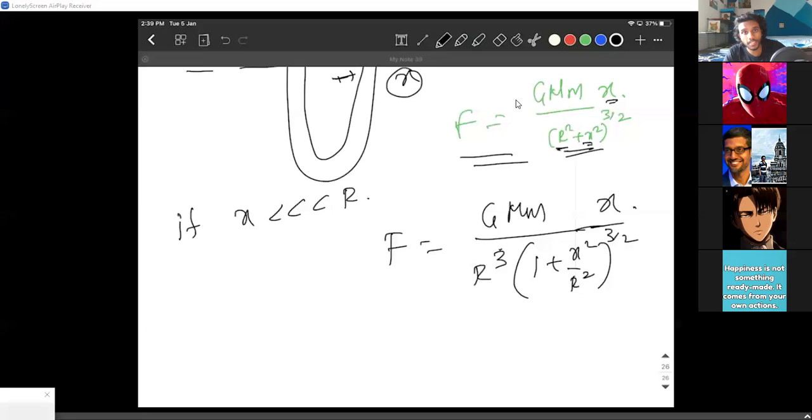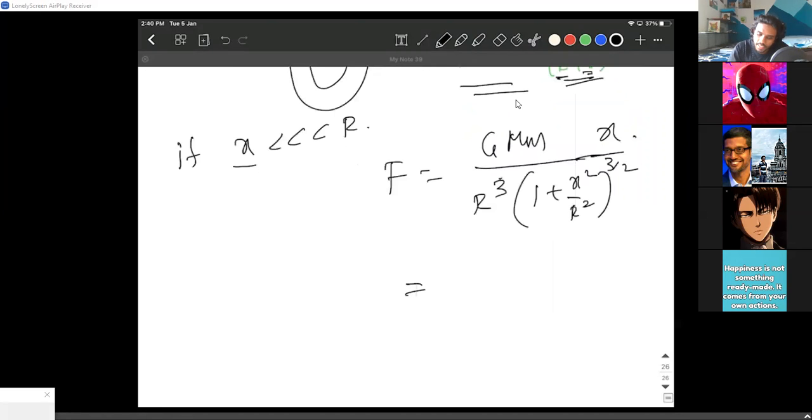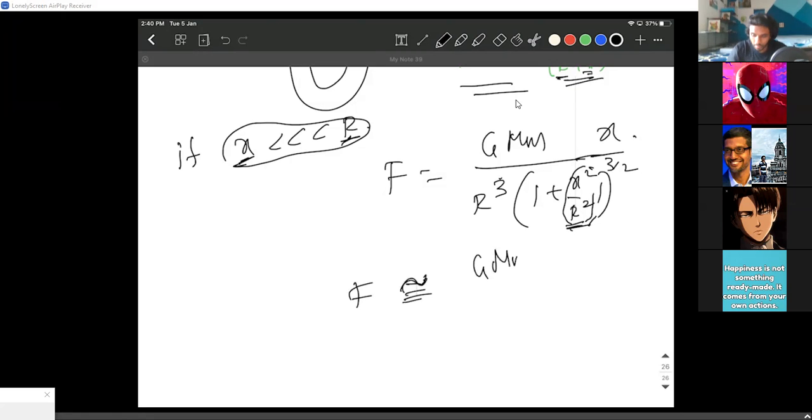Do you understand what I just did there? I simply took the r out of the equation. Now, if I clearly observe it, since x is very, very small compared to r, this value can be neglected. As in the idea of a binomial approximation, we can neglect this value and write F is nearly equal to GMm by r cube into x.